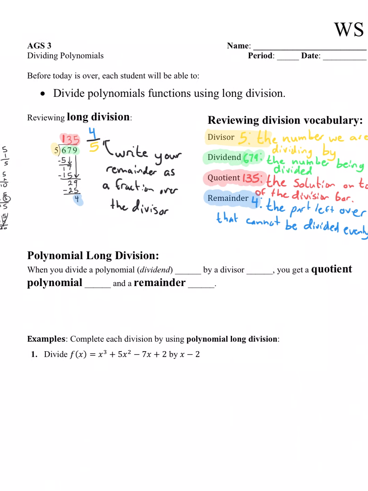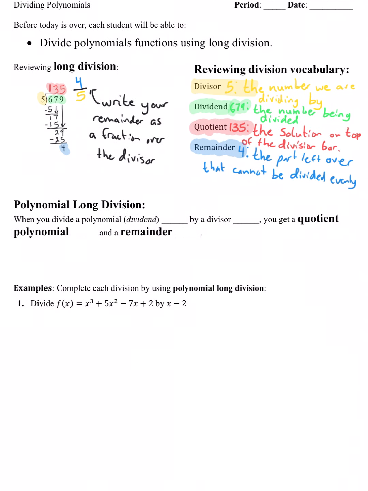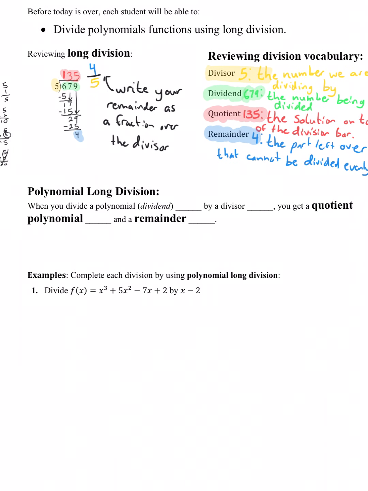All right. So in general, what polynomial long division is going to look like when you divide a dividend, I'm going to try and keep the colors the same, f of x, by a divisor, we'll call the divisor d of x. You're going to get a resulting quotient polynomial, which will be q of x, and a remainder r of x.